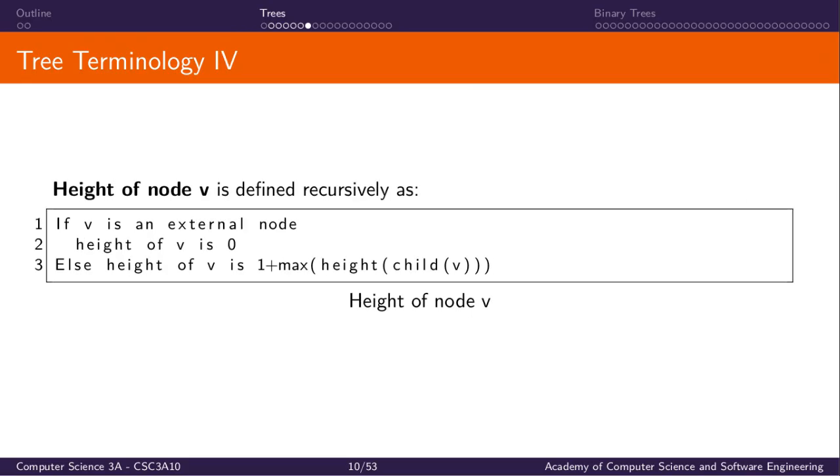All right, and then the height of a node is kind of the opposite idea. If the node is an external node, so if it's a leaf, then its height would be 0. Otherwise, the height of a particular node is 1 plus the maximum height of any of its children. Because a node can have several children, we take the maximum height of any of its children, add 1 to that, and that will give us the height of the particular node that we're looking at. Question, is height similar to breadth? No.